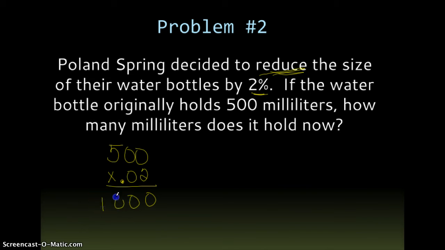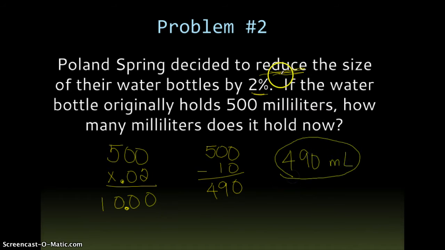You should be writing this in your notebook. Okay, we're not going to do the second row because we know it's all zeros. So our decimal, we have 2 decimal places, 1, 2, and there it goes. So we're taking 10 milliliters out of 500. We need to subtract now. Subtract 10, and we know that it is 490. So it holds 490 milliliters now because it was reduced. All right, let's try a third problem.